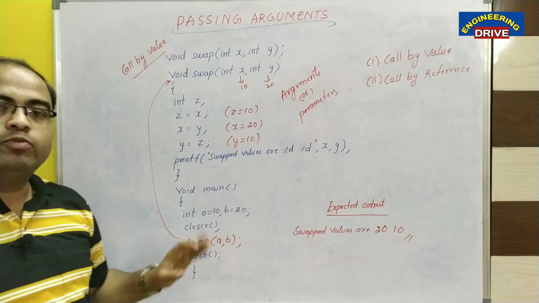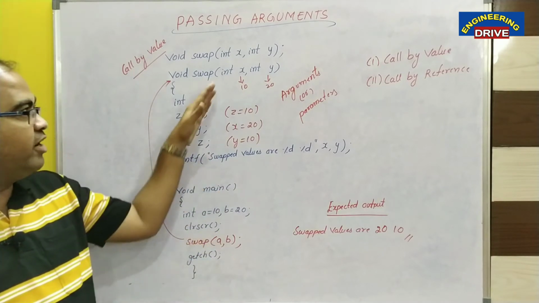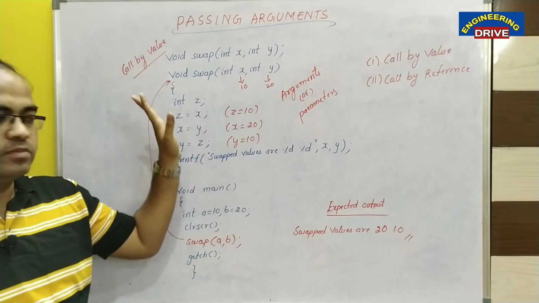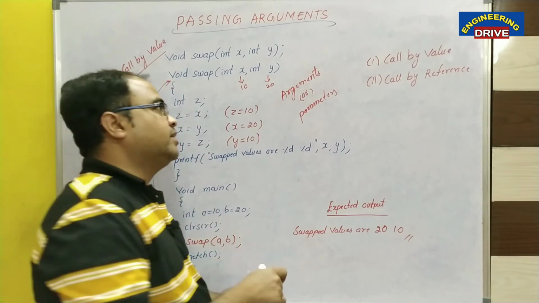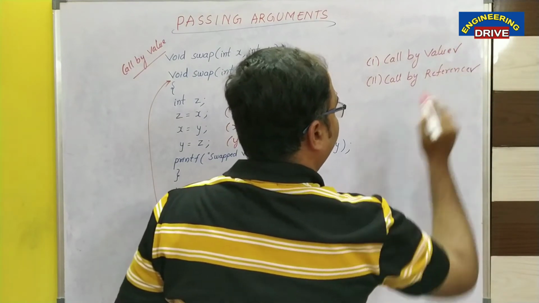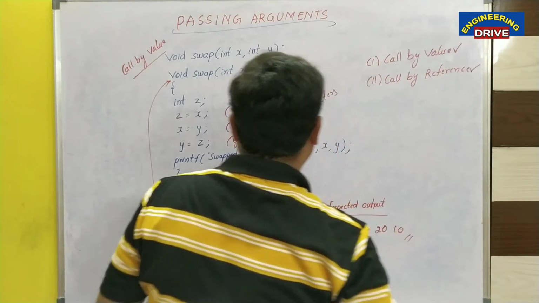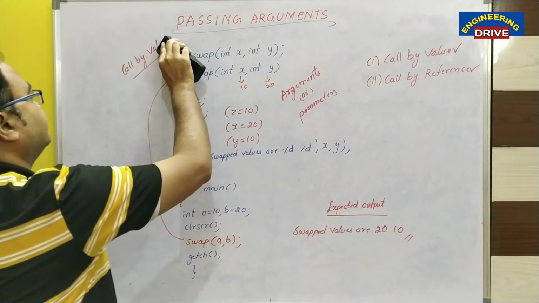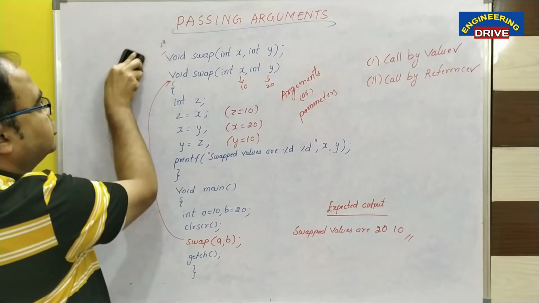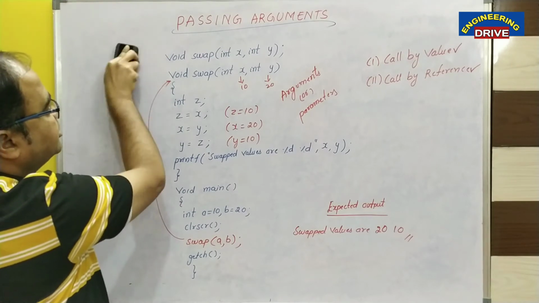This is the call by value method. Calling the user defined function by passing the values. Call by value. Is it okay? Now, the next method I will discuss with you. What is the second method? Call by reference. So in call by reference, small modifications we need to do. Let me tell you. Same program, small modifications we need to do.